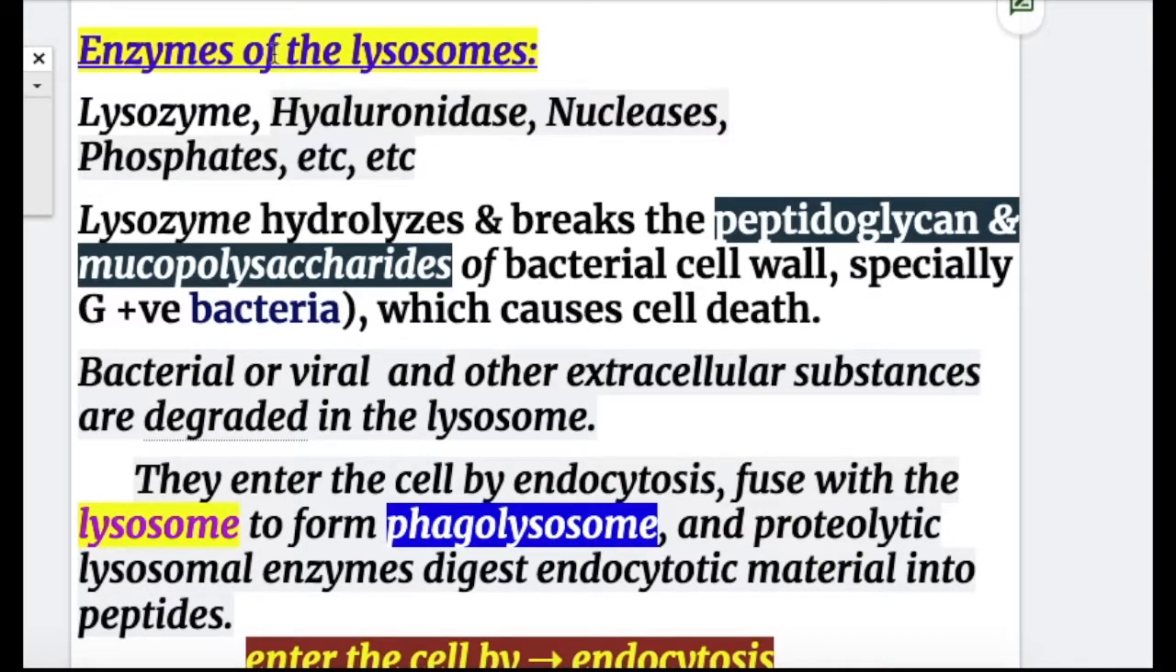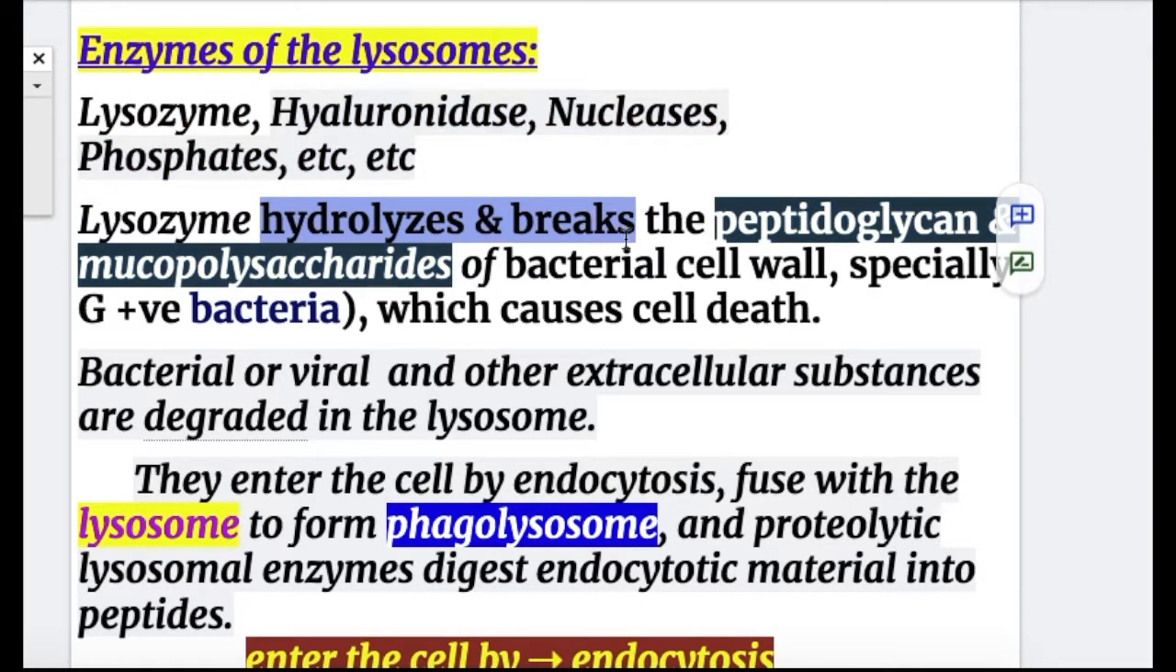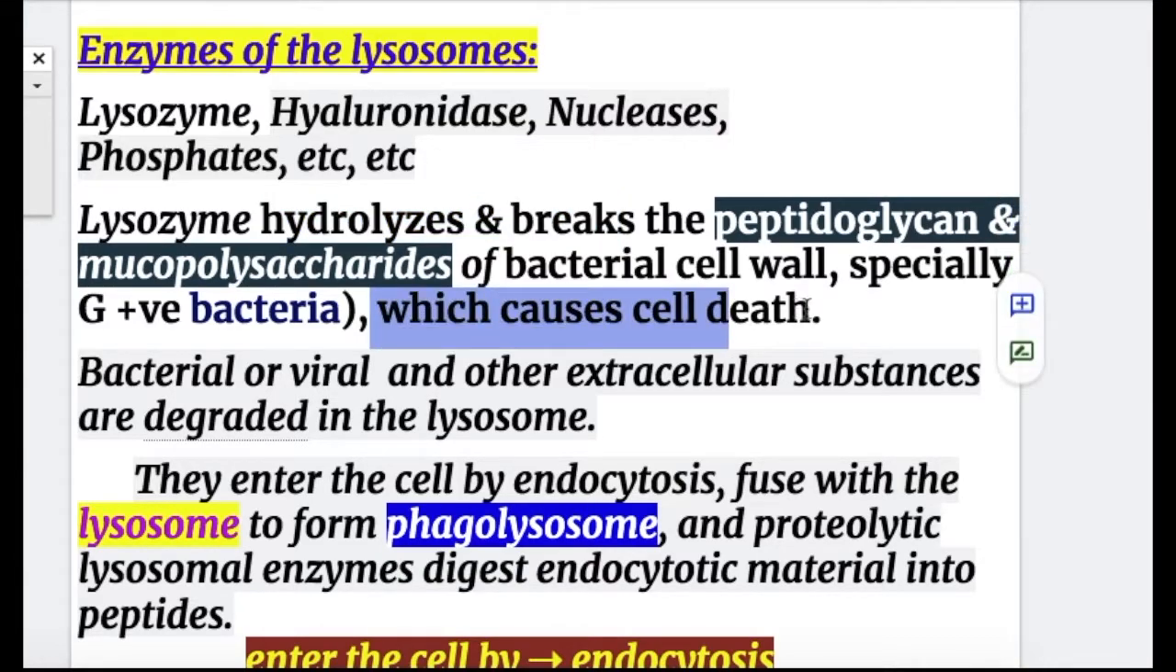Now the enzymes of the lysosome. There are many enzymes in the lysosomes, including lysozymes, hyaluronidase, nucleases, phosphatases, etc. So what does lysosome do? It hydrolyzes and breaks the peptidoglycan and mucopolysaccharide wall of the bacterial cell wall, especially of the gram-positive bacteria, causing their cell death. So it hydrolyzes the peptidoglycan bacterial cell wall.